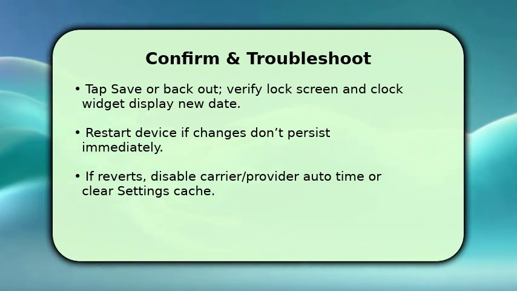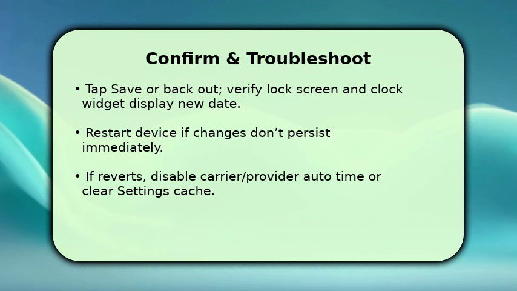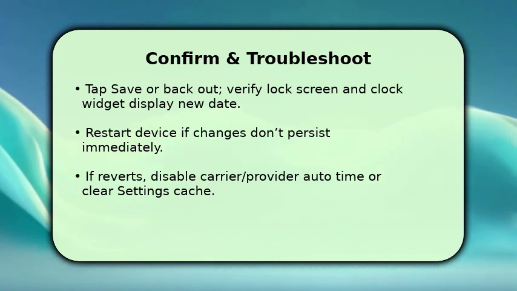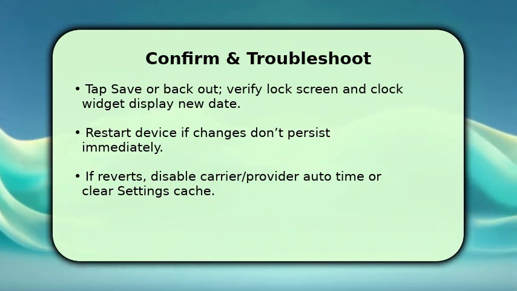If the date keeps reverting, make sure carrier or provider time syncing is off, remove any enterprise profiles forcing time, and clear settings app cache. These steps stop automatic overrides and let your manual date persist.